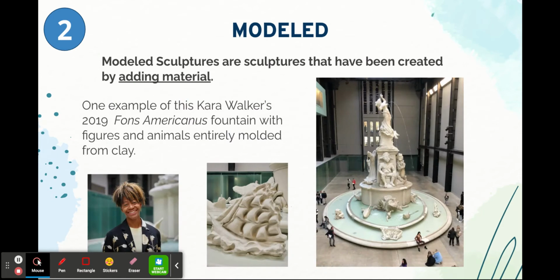The second category of sculptures is modeled. So modeled sculptures are sculptures that have been created by adding material. So carved is taking away and modeled is adding. So one example of this is Kara Walker's 2019 Fons Americanus fountain, with figures and animals entirely molded from clay. So you can see a close-up image of a boat and then from far away.